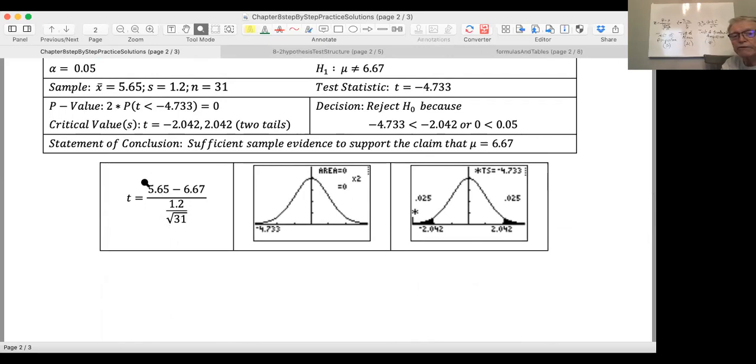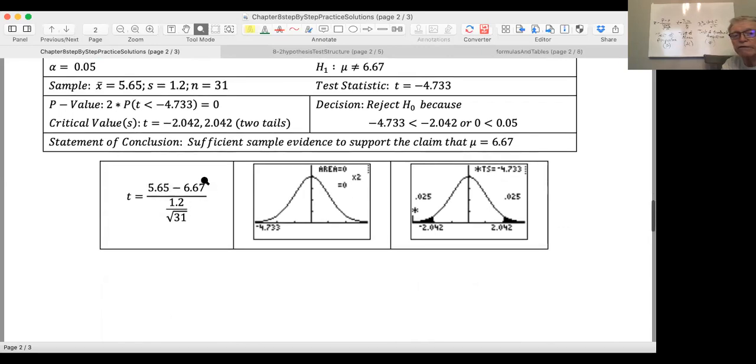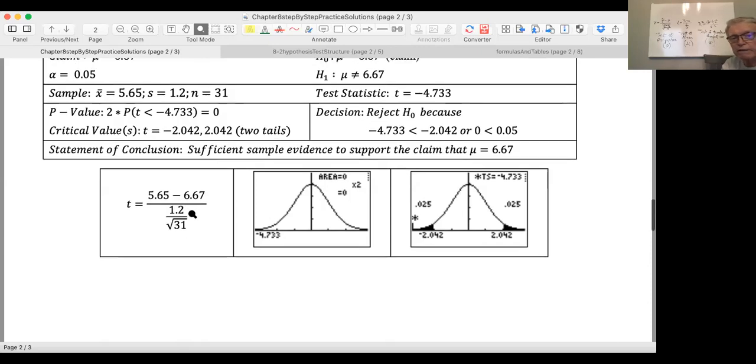And again, if you're doing this on your calculator all at once, you need to put parentheses around the numerator to make this subtraction happen first. And you need to put parentheses around the entire denominator so that the square root happens first, and then this division would happen, all before it does the final division.